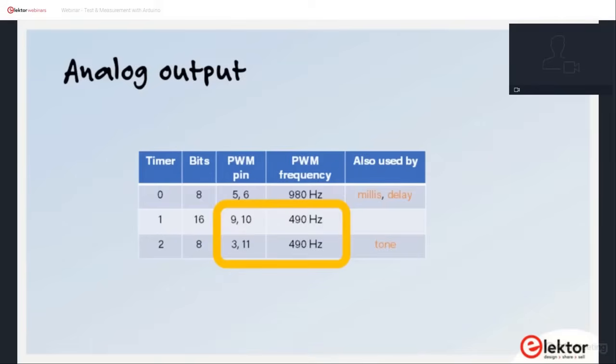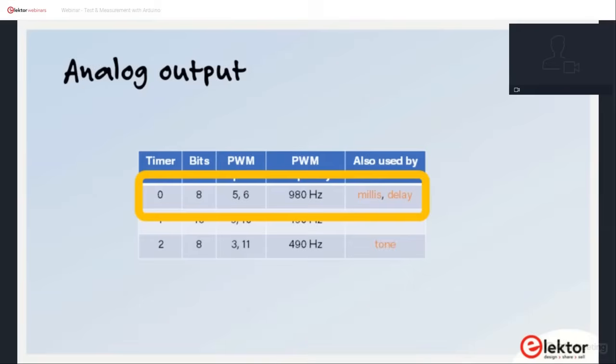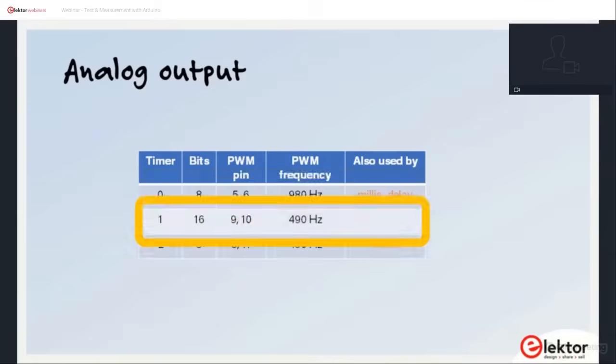The PWM signal's frequency on pins 3, 9, 10 and 11 is rather low, only 490 Hz. It is 980 Hz on pins 5 and 6. Faster PWM is possible, of course, but then you must configure a timer yourself. Arduino uses Timer 0 for PWM on pins 5 and 6, and this timer is also used for the millis and delay functions, so be careful with it.